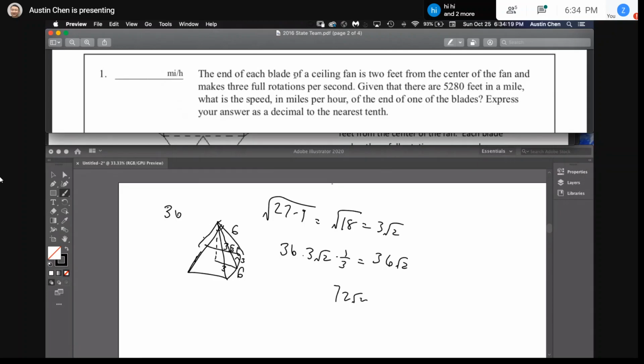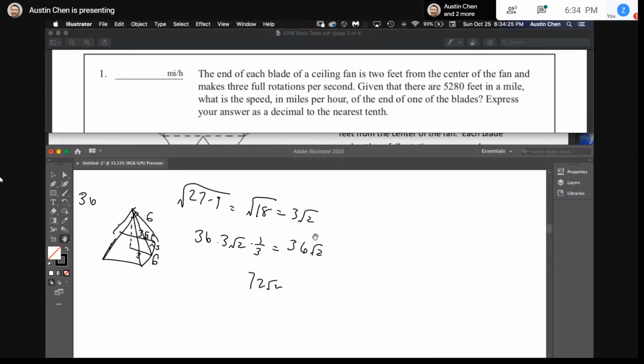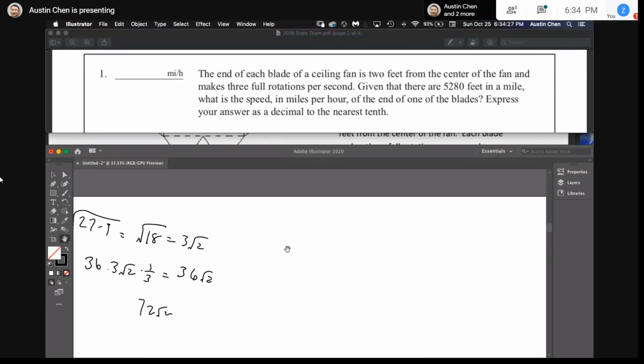The end of each blade of a ceiling fan is 2 feet from the center of the fan and makes 3 full rotations each per second. Given that there are 5,280 feet in a mile, what is the speed in miles per hour of the end of one of the blades? Express your answer as a decimal to the nearest tenth. All right, and you have calculators in team, by the way, and target.